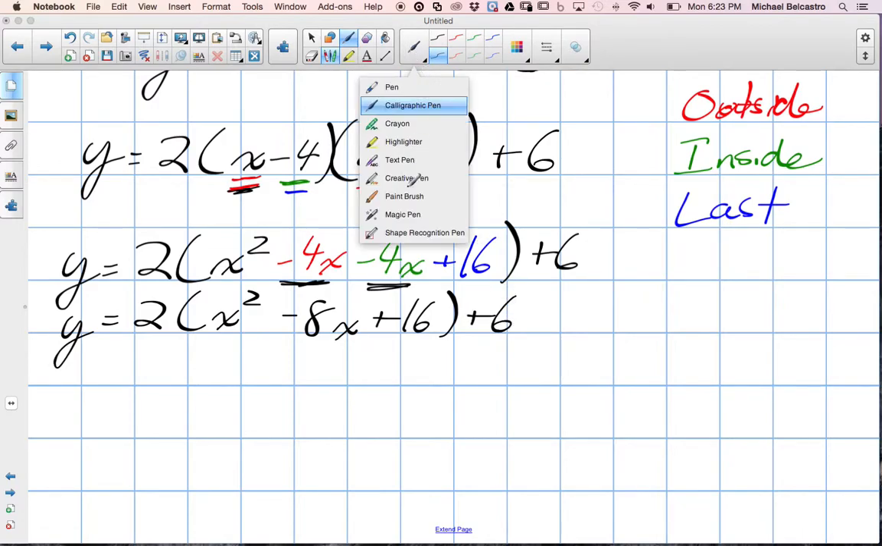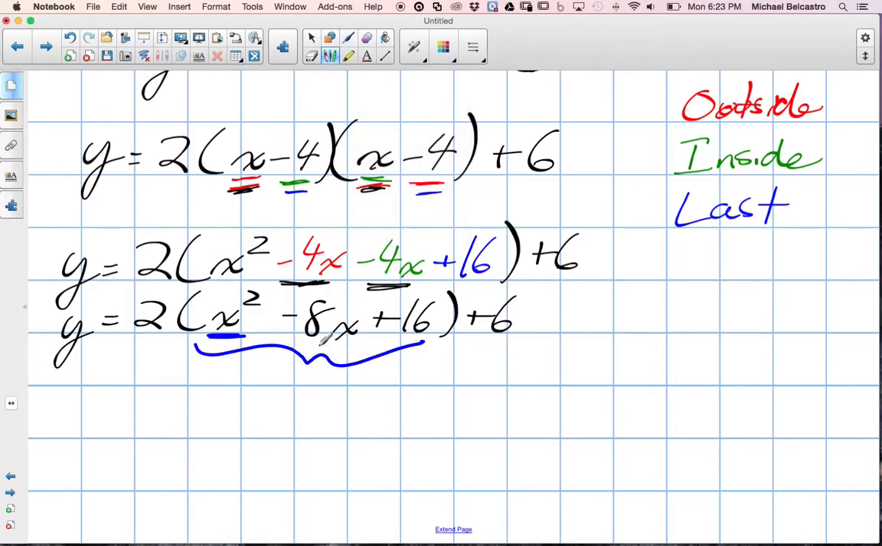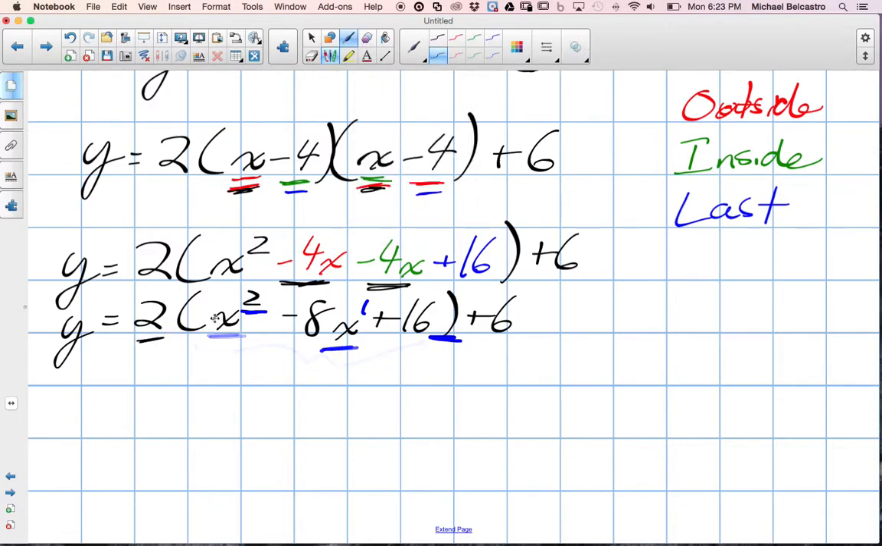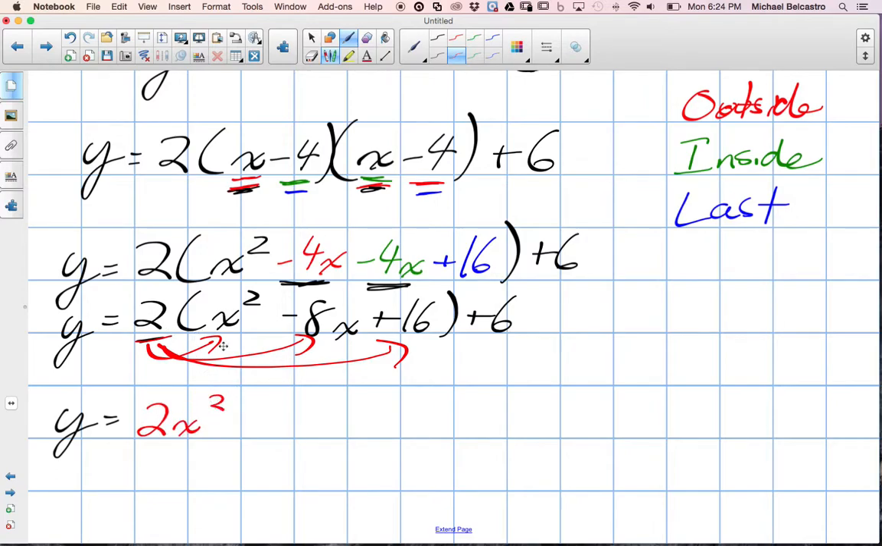So in the bracket, I can't really simplify any farther. None of these are like terms. This is the power of 2, power of 1, no exponent. I can't simplify farther. The next step would be to distribute our 2 on the outside. So we take the 2 and we multiply it into each of the values. So y is equal to, we'll write this part in red, 2 times x squared is 2x squared. 2 times negative 8x is negative 16x. And 2 times positive 16 is positive 32. And we still have plus 6. Okay, so the last two terms are now like terms, and we can combine those together.